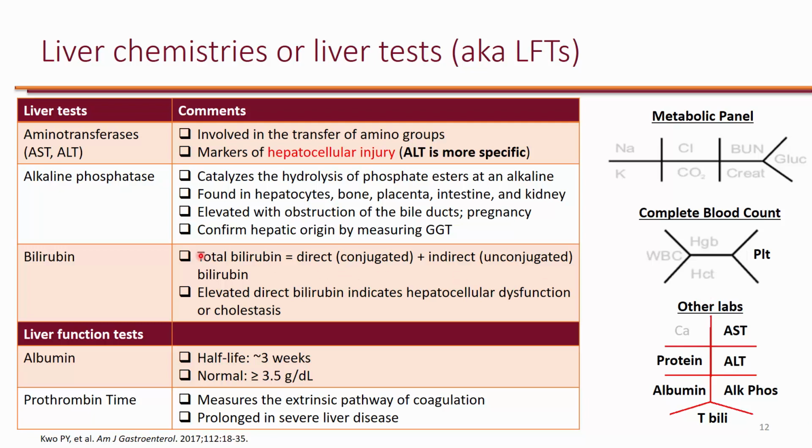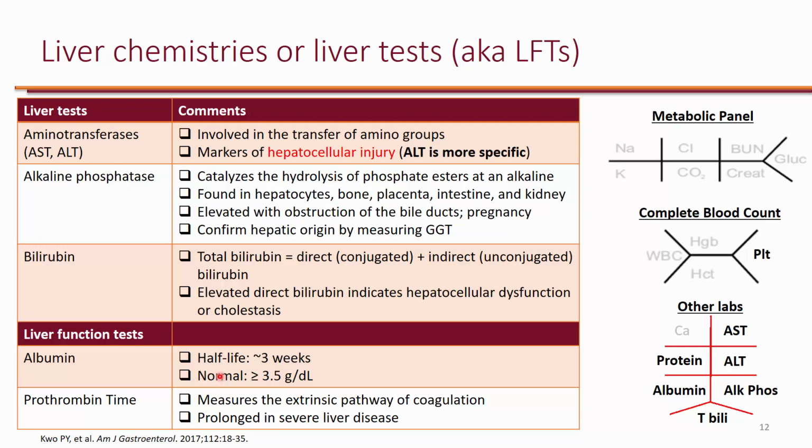If the elevated T-bili is mostly due to direct bilirubin, that indicates that there's hepatocellular dysfunction. When it comes to liver function tests, albumin will not always be low in patients with cirrhosis. As cirrhosis progresses into more advanced stages, that's where albumin starts to go low.